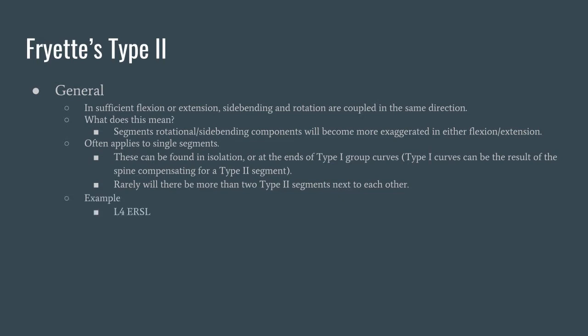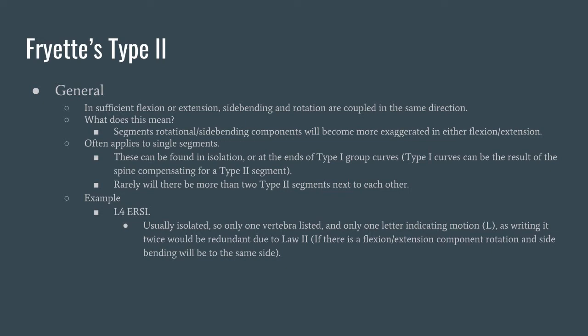Example: L4 extended rotated side bent left. Usually isolated, so only one vertebra is listed, and only one letter indicating motion, left, as writing it twice would be redundant due to the second law. If there is a flexion or extension component, rotation and side bending will be to the same side.